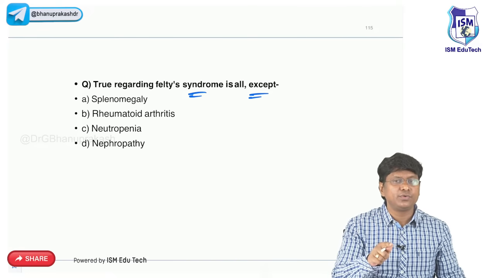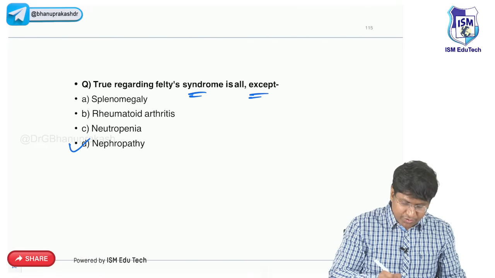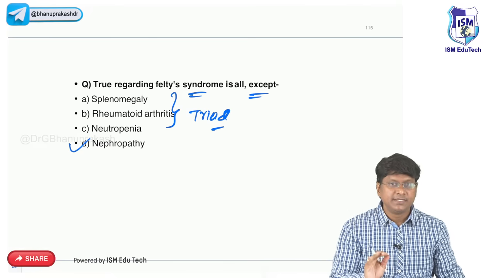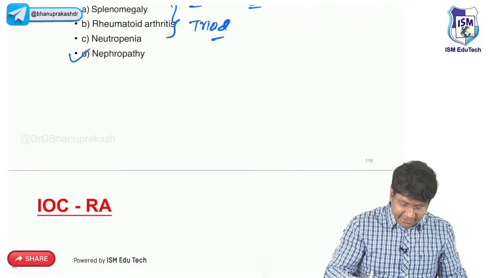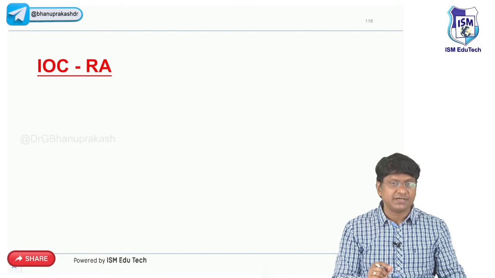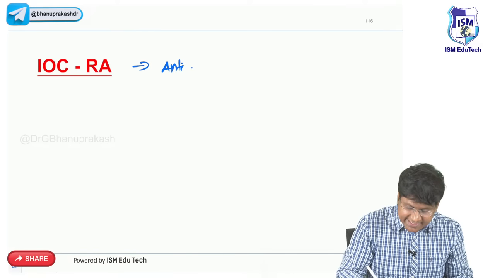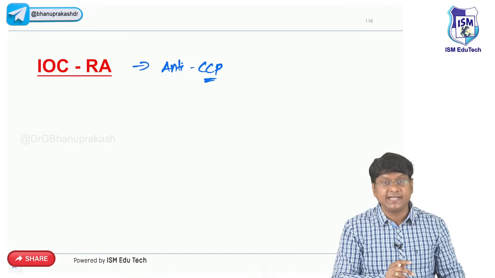So which is not included in Felty syndrome? That will be nephropathy. So this is a triad that will be there in Felty syndrome, that is a part of rheumatoid arthritis. Then in rheumatoid arthritis, you should be very much aware of the investigation of choice. The investigation of choice in rheumatoid arthritis is not RA factor, it is anti-CCP.